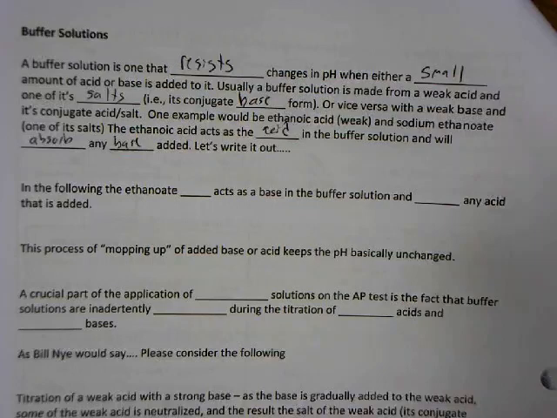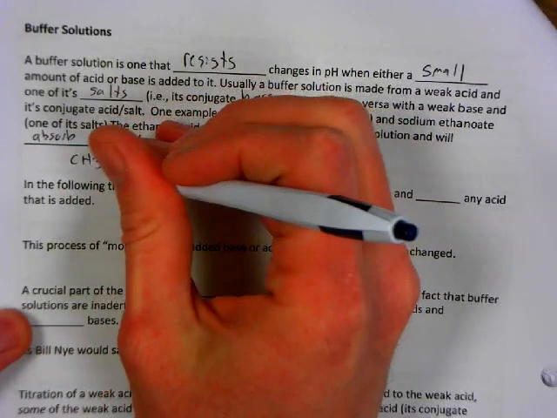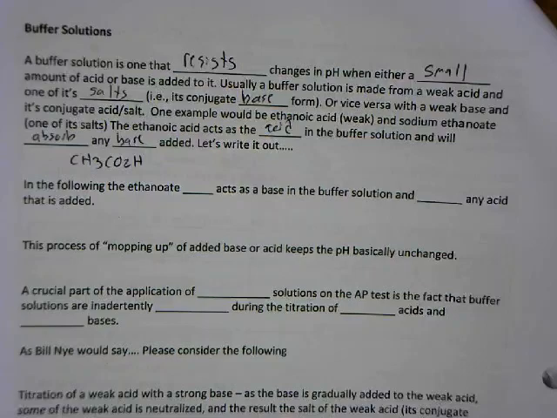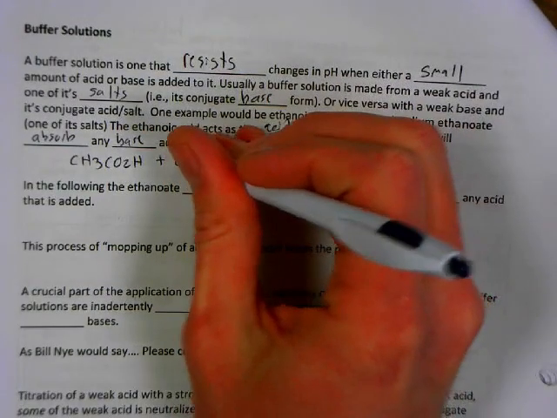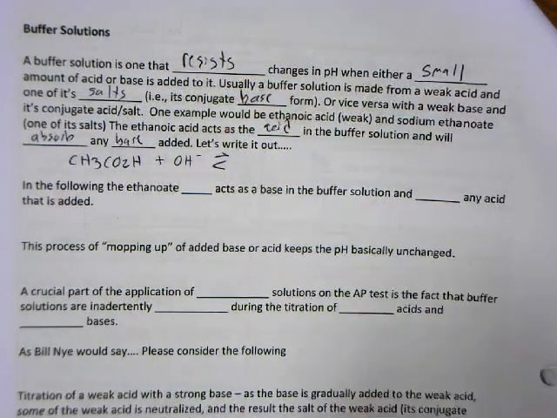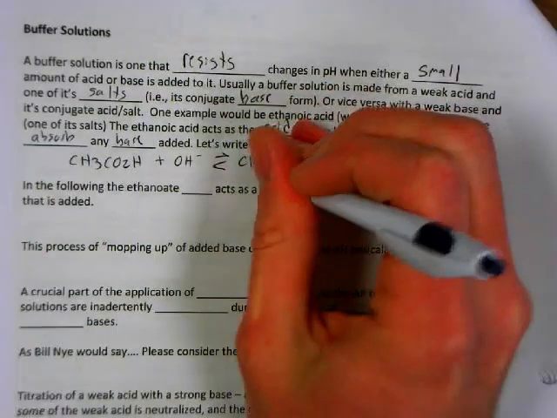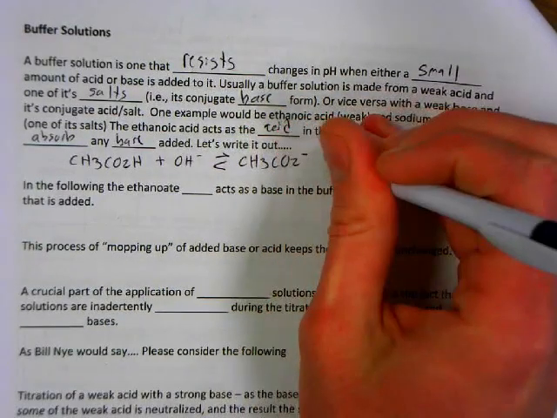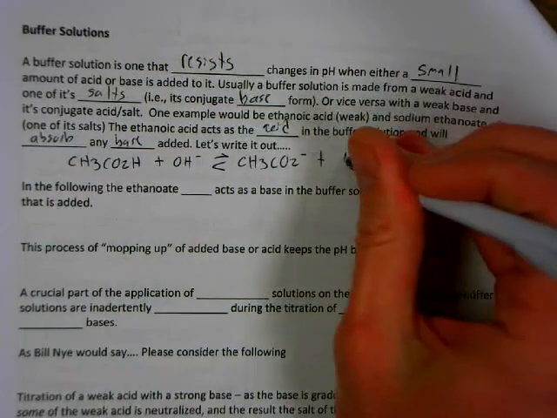So let's do a quick little equation for what that would look like. If I have CH3CO2H, so that is ethanoic acid, plus, let's say I'm adding OH- to it, which would be a base. Agreed? You guys okay with that? That's going to be in equilibrium with CH3CO2- plus what? Water.